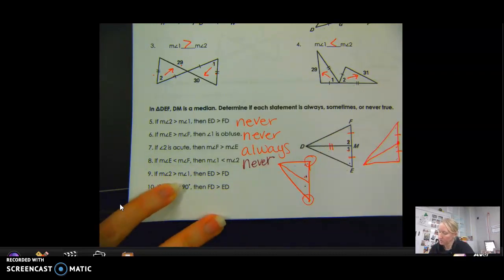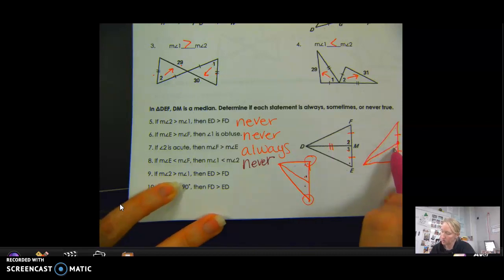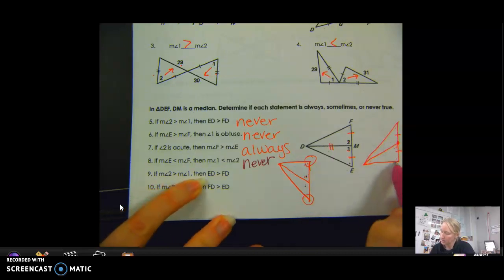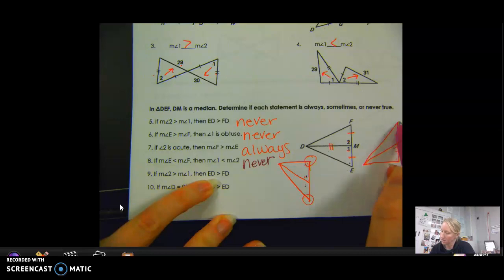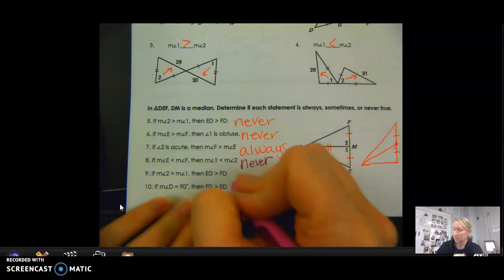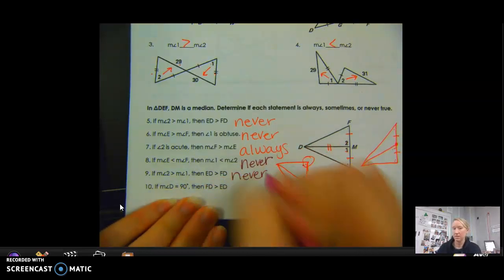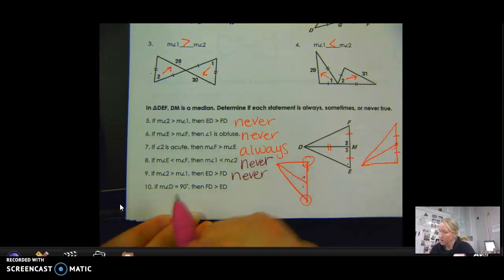is greater than the measure of angle 1. So back to this picture, 2 is bigger than 1, then E to D is bigger than F to D. Well, if 2 is bigger than 1, then this would have to be bigger than this, so this would be never, always. Also, sorry, not always.